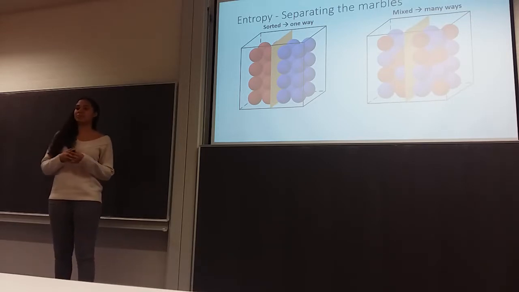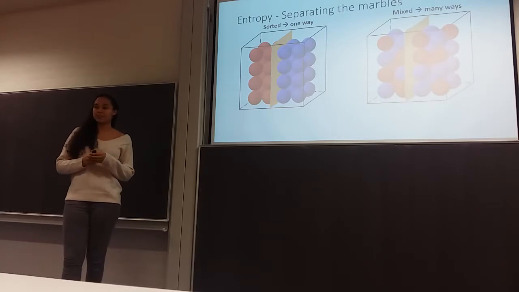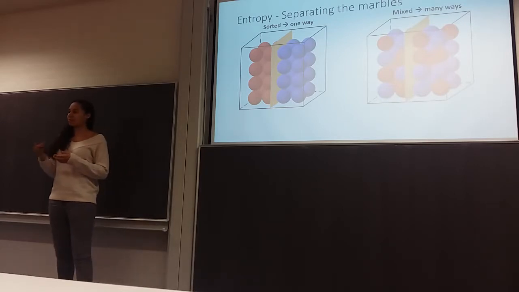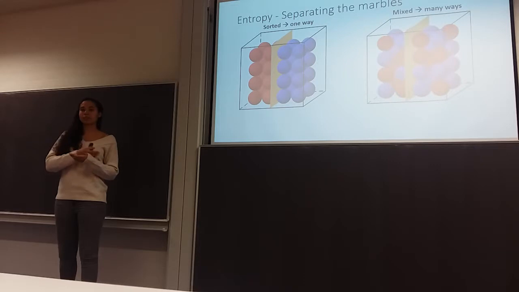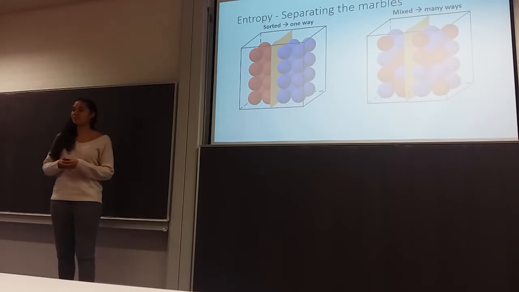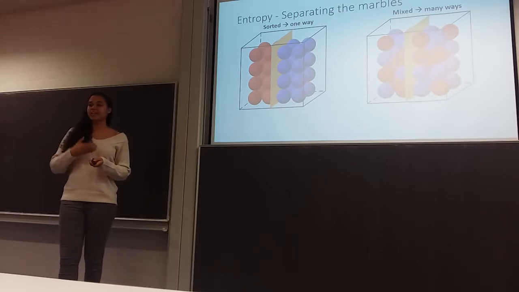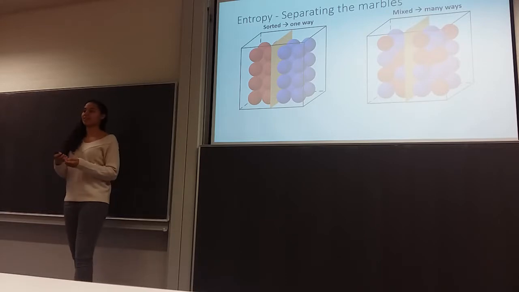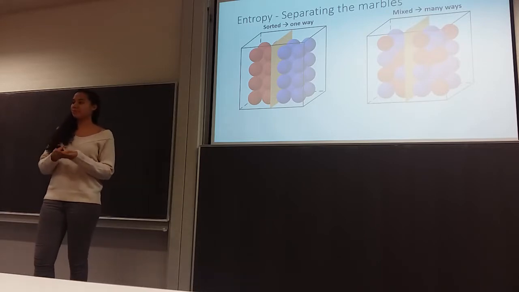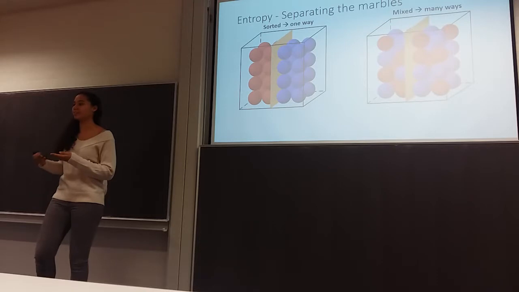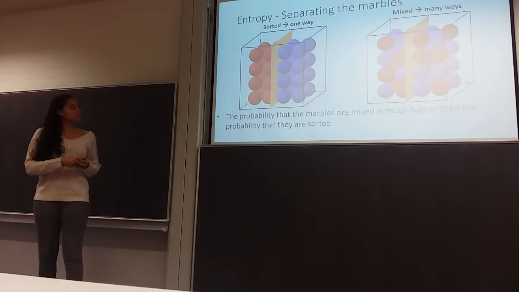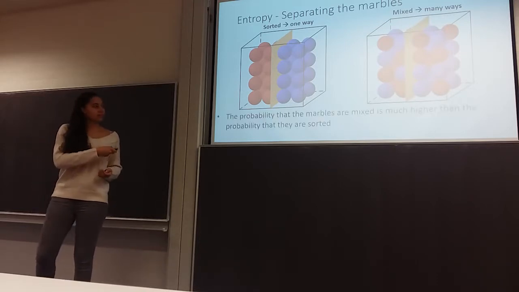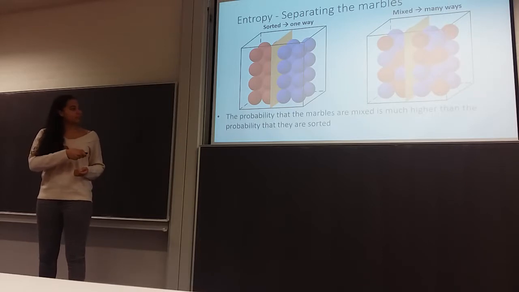We've also talked with Anton a while ago about Levinthal's paradox. If you think about proteins, to visit all the possible conformations of a protein, you would need more time than the life of the universe. So the very, very improbable states you will not visit, just because there's not enough time to go there. So the probability that they are mixed is much higher just because there's a larger number of mixed states.